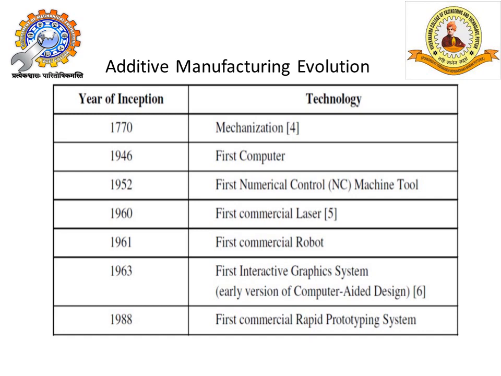In 1960, the first commercial laser was invented for production activity. In 1961, the first commercial robot. In 1963, the first interactive graphics system. An early version of computer-aided design was seen in 1963, and in 1988, the first commercial rapid prototype system evolved.